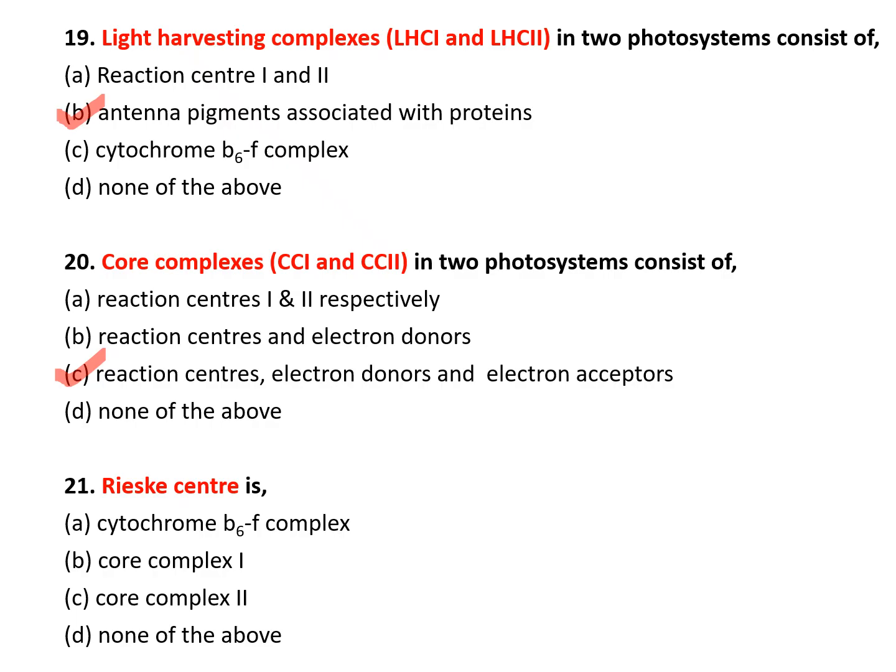The next question, number 21. Rieske center is: option A, cytochrome B6F complex; option B, core complex 1; option C, core complex 2; option D, none of the above. The correct answer is option A, cytochrome B6F complex.